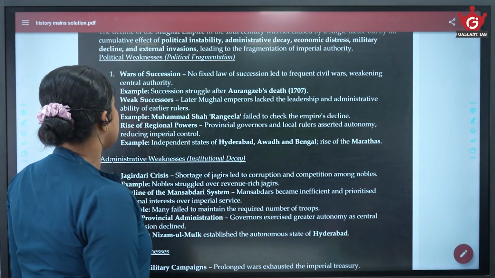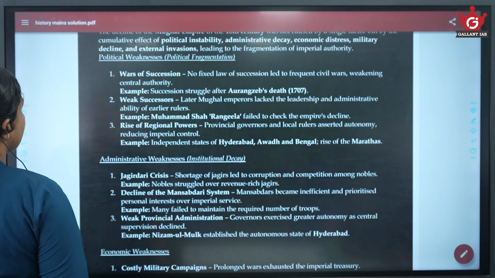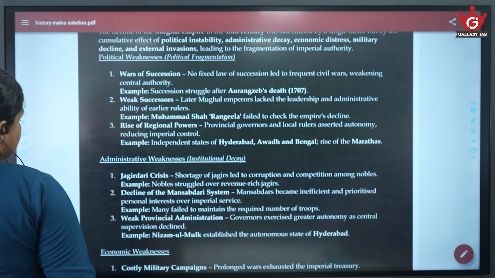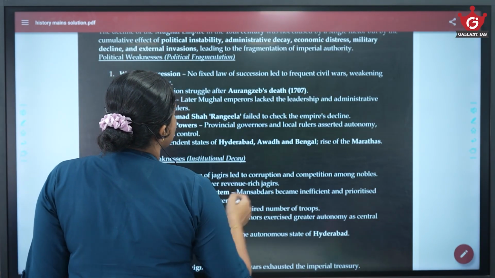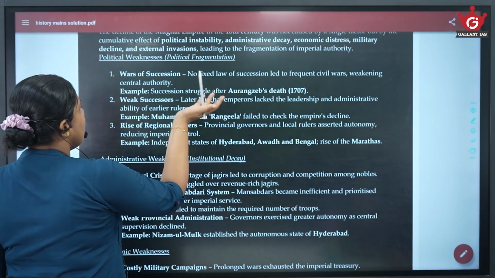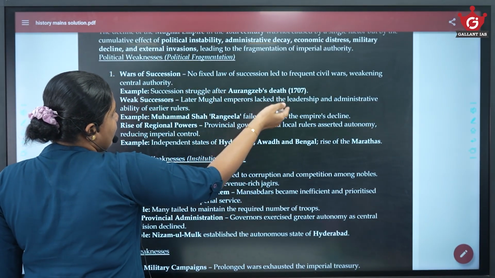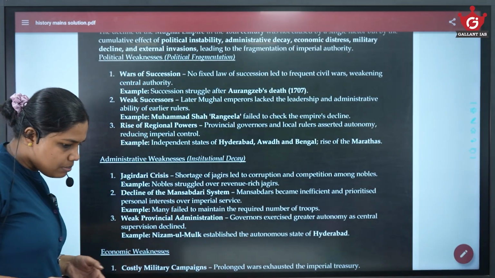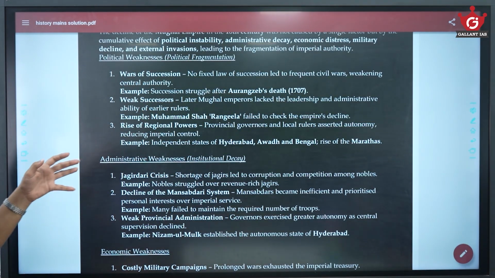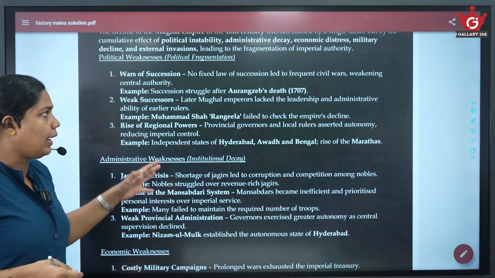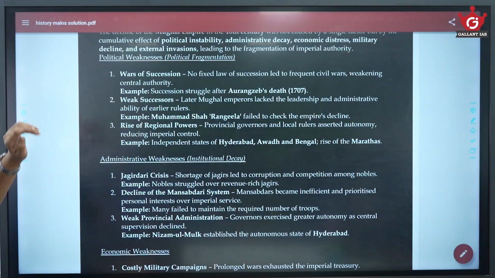So, regarding political weaknesses, you can use the keyword political fragmentation. Point number 1, wars of succession. There were succession wars, for example, the succession struggle after Aurangzeb. See, after Aurangzeb's death, the Mughals really faced a fragmentation process, okay. Stability was greatly affected.